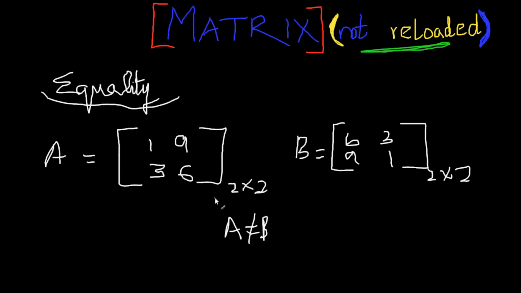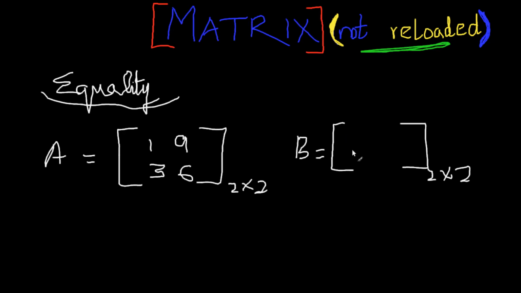Although the order is the same, the corresponding elements are not equal, and even if one corresponding element was equal and the other 3 were unequal, we would still call it A not equal to B. Now let me give you the condition when A will equal B. It's a pretty easy thing to guess.